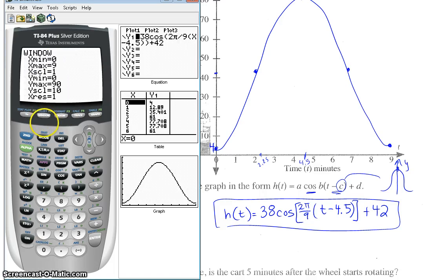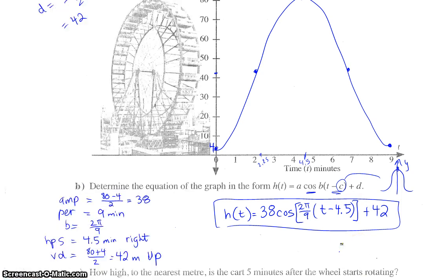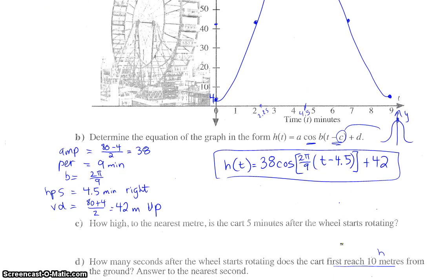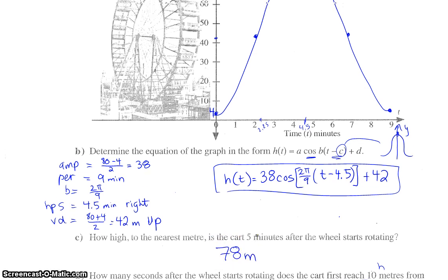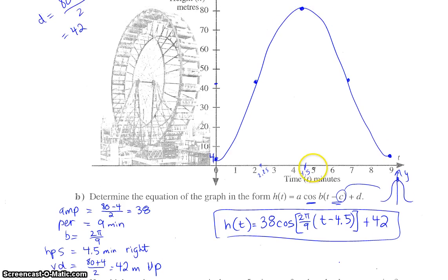Okay, now window settings. I set them according to what we have on our graph, 0 to 9, 0 to 90. Could have gone 80 too, I suppose. And then take a look at your graph. Good. So that question was, how high is it 5 minutes after it starts moving? So if we go trace, type in 5 for x, and we get 77.7 meters. Okay, let's go back and write that down. To the nearest meter, so that would be 78 meters, wouldn't it? Let's see if that's reasonable on our graph. So 5 minutes. Yeah, it'd be pretty high, so that's reasonable.